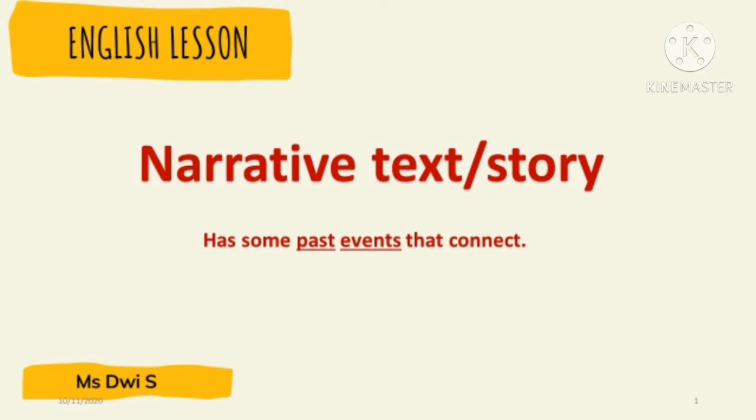And our topic today is about narrative text or story. So before we go, what is narrative text or story? Well, narrative text has some past events or actions that connect one another. I mean, in one story, there are several actions that happened in the past. And all those actions come together to make one story.